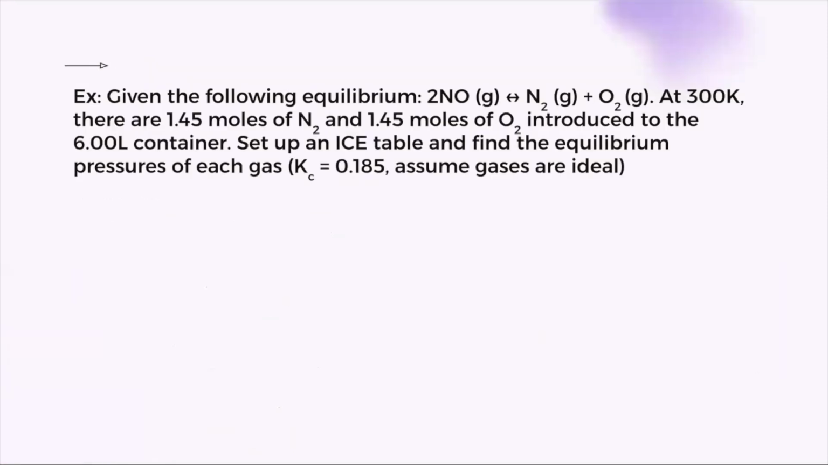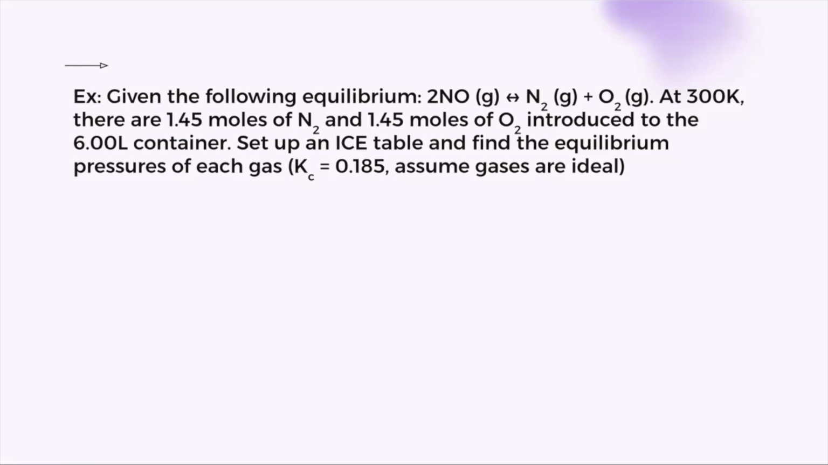We have 2NO in equilibrium with N2 and O2. We have a temperature, 300 K, and then we have starting moles of N2 and O2 introduced into a 6-liter container. So we have to set up an ICE table and find the equilibrium pressures of each gas, and we're given a Kc. And we can assume the gases are ideal.